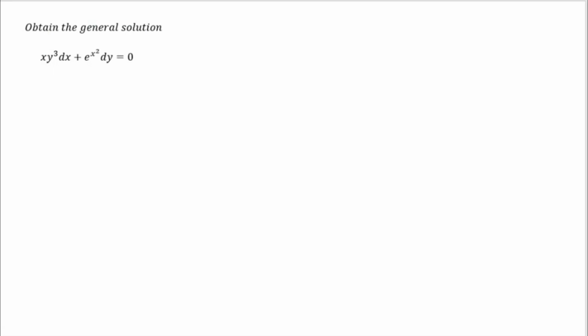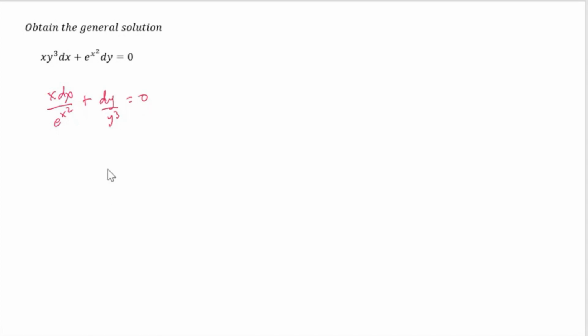Okay, next problem. We are asked to obtain the general solution of xy cubed dx plus e raised to x squared dy is equal to 0. So if you're going to manipulate, we need to divide the entire equation by y cubed. And then after that, we divide also by e raised to x squared. So the resulting equation will become x dx over e raised to x squared plus dy over y cubed is equal to 0.